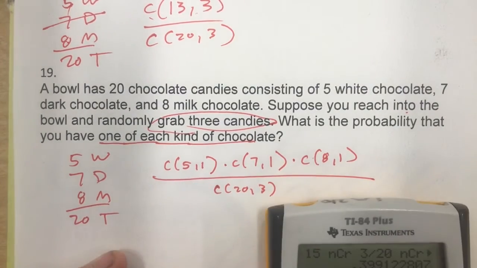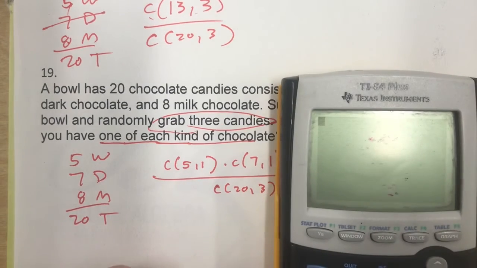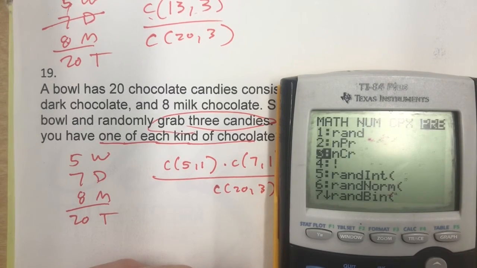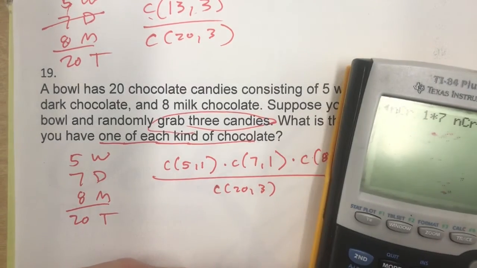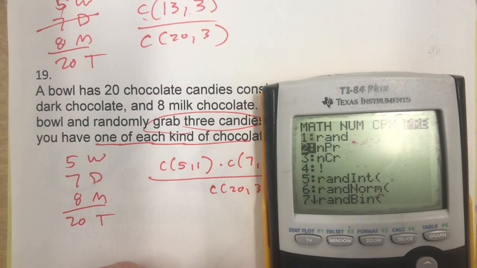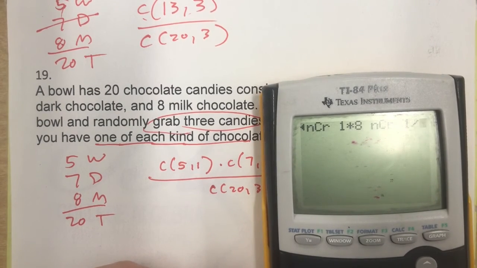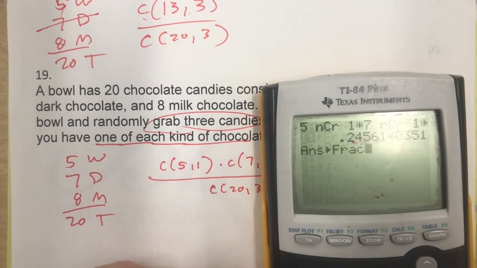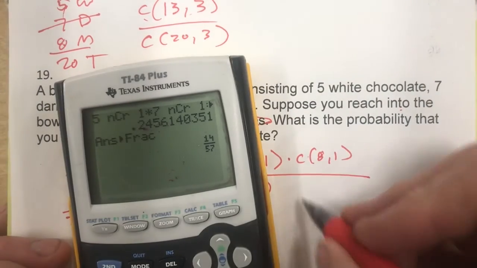Okay, so as I punch this one in, 5 nCr 1 times 7 nCr 1 times 8 nCr 1 divided by 20 nCr 3. And there you go, 14 over 57.